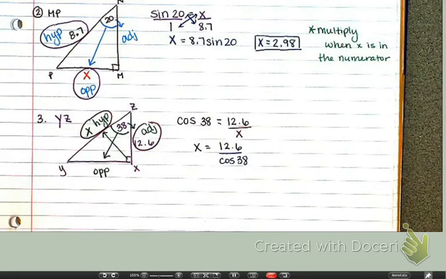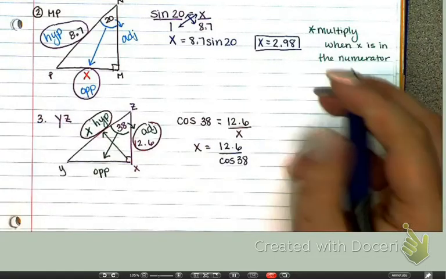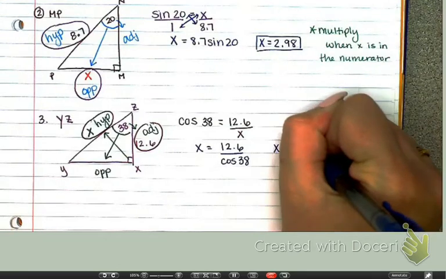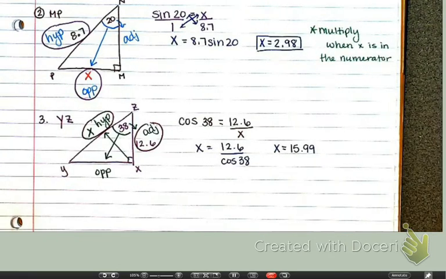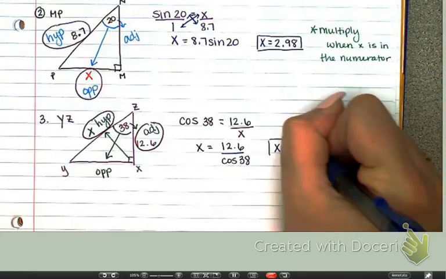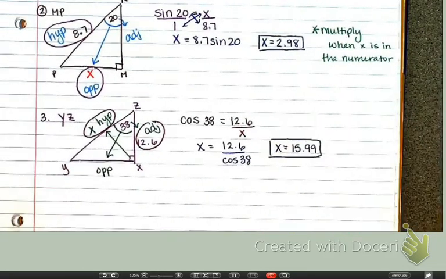So in your calculators, 12.6 divided by the cosine of 38. And you get what? Rounded to the nearest hundredth. 15.99. Did everyone get 15.99? No? Did I hear a no? Okay, you ready to try one? You and your buddies at your group?